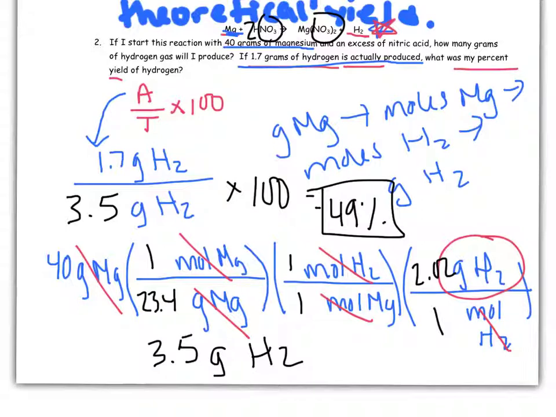So again, I take a second to think about what this means, and it means that I got about half of what I expected to get. That's kind of lousy. I mean, 50% is pretty low. You should have gotten 3.5. You actually got 1.7. You lost half the product, or you didn't make half the product. So your efficiency was pretty low for this experiment.